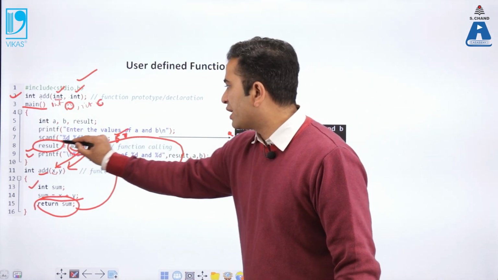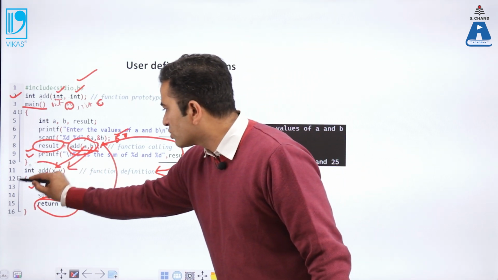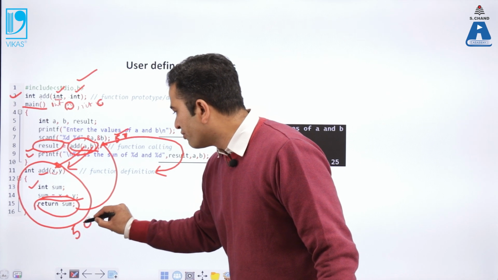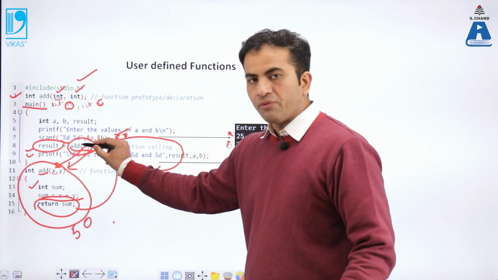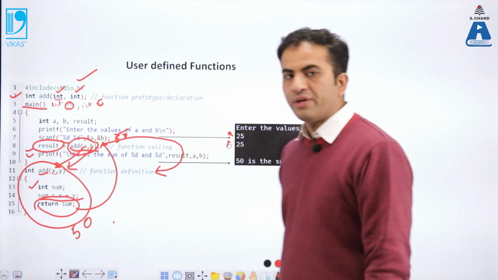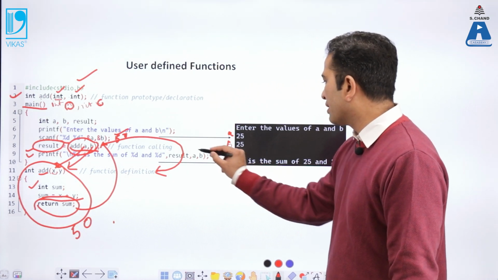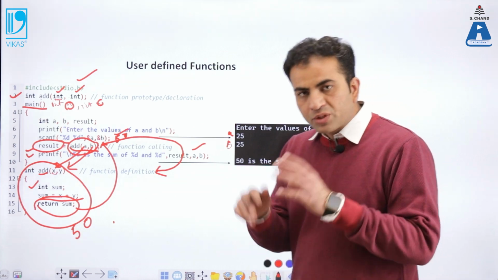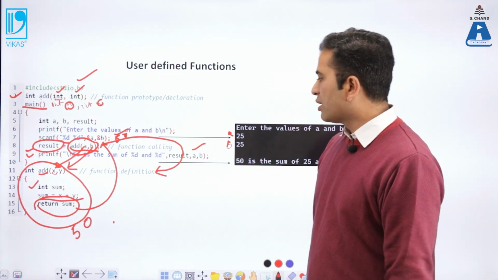And this 50 is assigned to the result. The output of this whole function definition is now 50. And this 50 is returned to where it is called, and it is assigned to the variable result, and we are printing the result here. Result 50 is the sum of 25 and 25. This is how the function works.